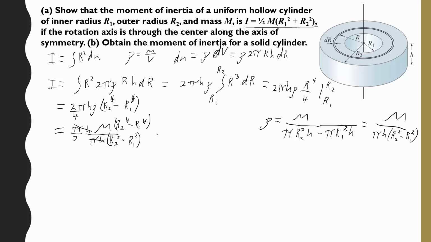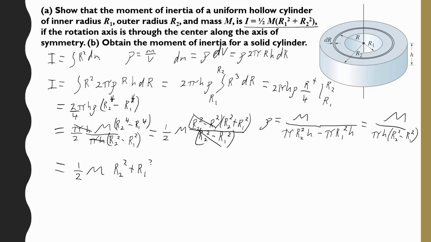And these guys go away, so that's good. And if we expand this expression out here, well, I've got a 1/2 m to begin with. This is r2 squared minus r1 squared times r2 squared plus r1 squared. And then we still have this guy in the denominator, and you probably see the end of the road here. These guys go away. We're left with this 1/2 mass of the total cylinder, r2 squared plus r1 squared. And that's what we were trying to get to.